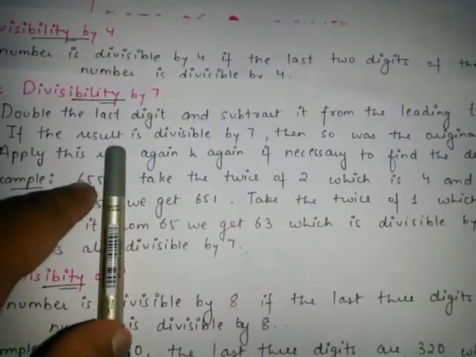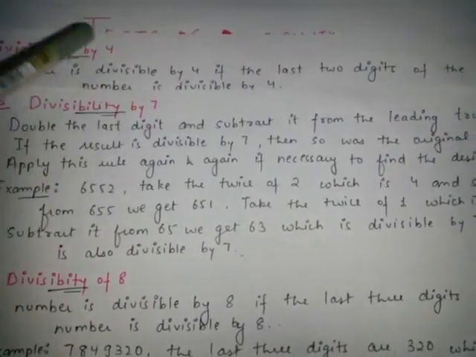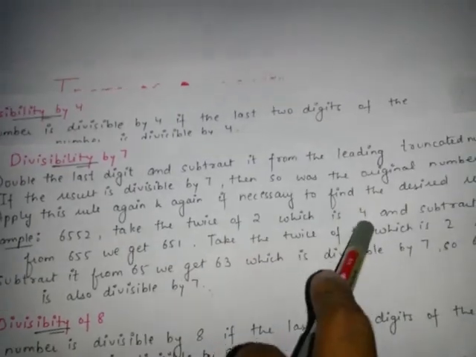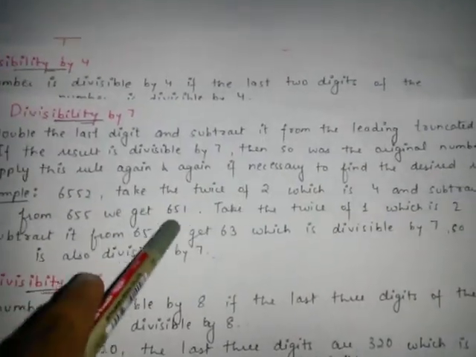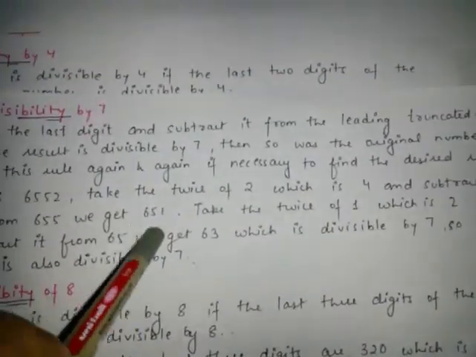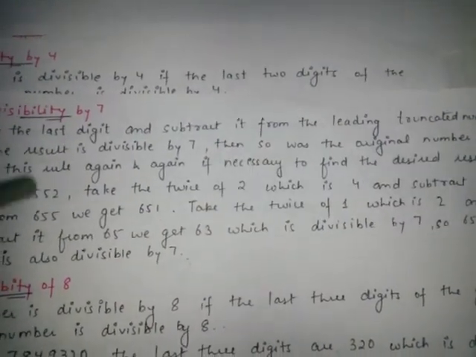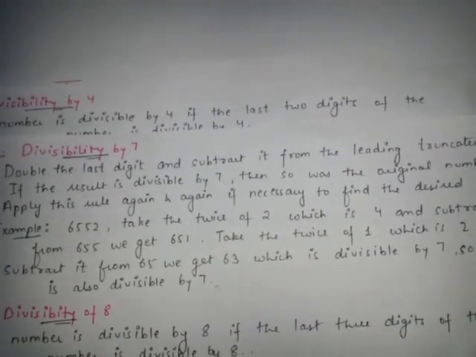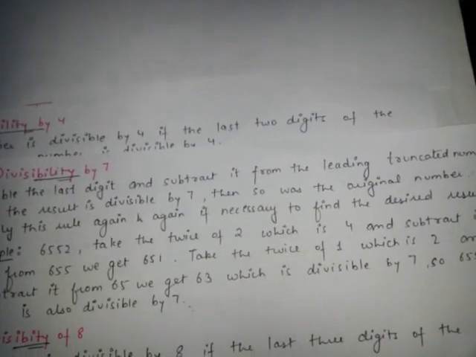Which is 655. To check the divisibility by 7, we take the last digit 2 and double it, we get 4, and subtract it from the remaining truncated number, we get 651. Check this number by dividing by 7. If we get a remainder of 0, then the whole number is divisible by 7. Or we apply this rule again and again if necessary to find the desired result.